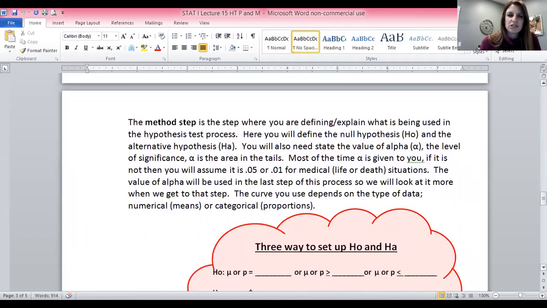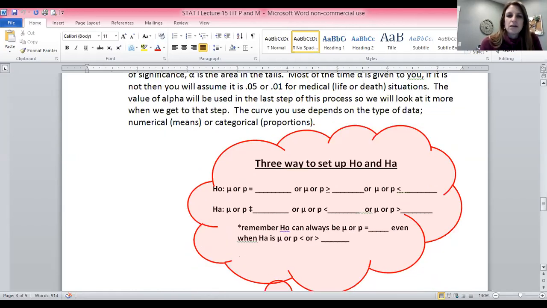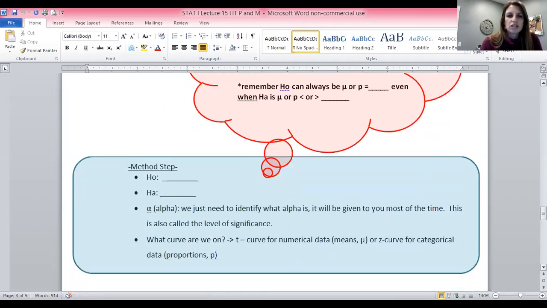The next step is called the method step. This is where we're going to define or explain the process that we're going to use. So in this method step here, we are going to have 4 things again. We're going to define the null, H naught, and the alternative hypothesis, sorry. My alternative hypothesis we're going to define. We're going to identify what alpha is. We're going to talk about that in a second. And we need to identify what curve we're studying.